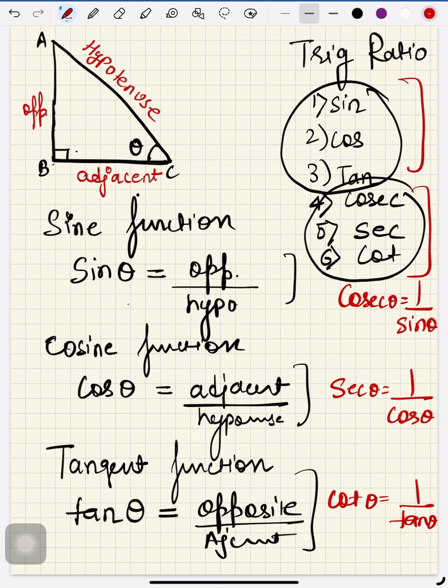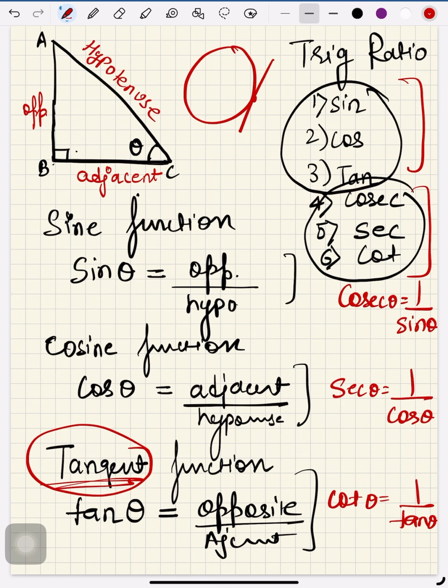Because cosec is the reciprocal of sine, sec is the reciprocal of cos, and cot is the reciprocal of tan. And you are familiar with this word tangent. What is a tangent? It is the line which touches the circle at only one point. Now you can ask where is the circle, where is the line in this. I'll show you this in the next video. So keep that in mind.